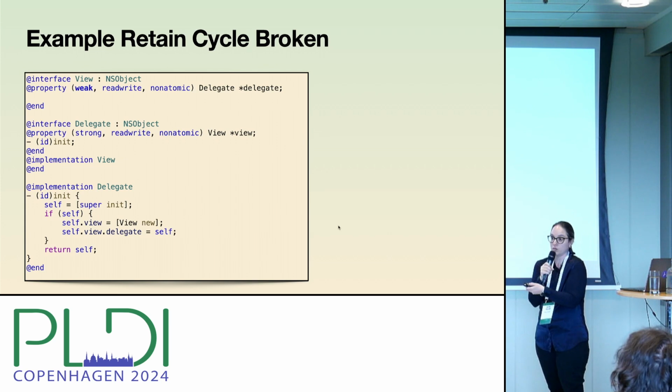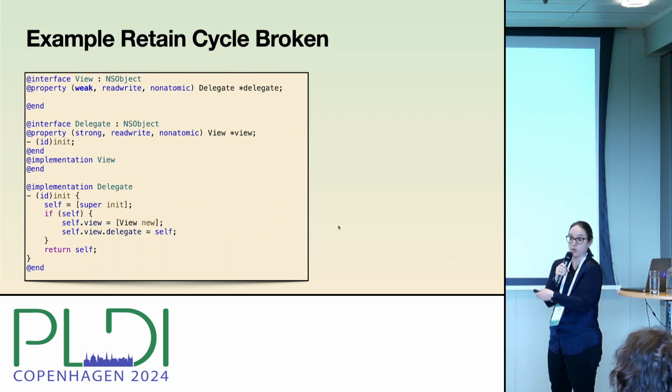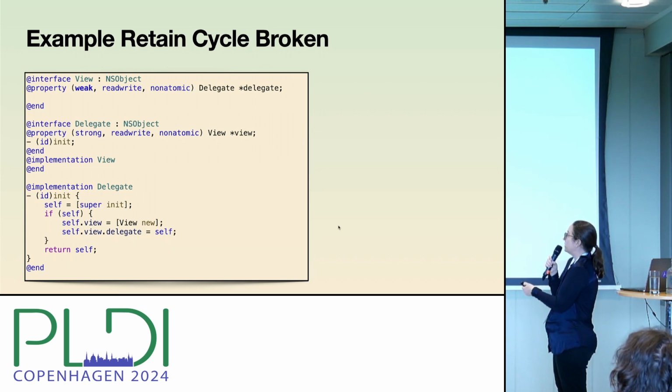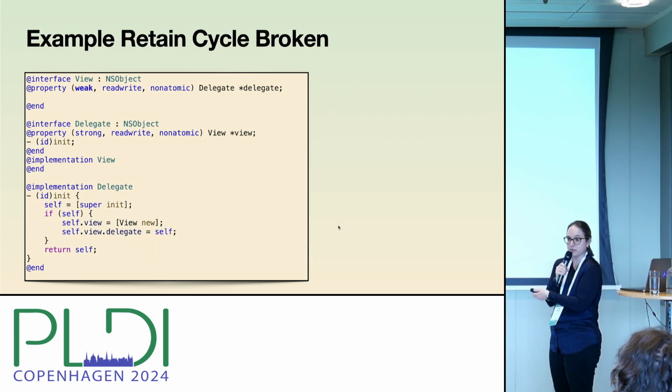So the solution to not have a retain cycle in this case is to declare one of the properties to be weak, which means you still have the pointer to that object, but you are not retaining it. So it won't be increasing the retain count on the object. This is a common pattern, and that's what developers should do in that case to avoid retain cycles.